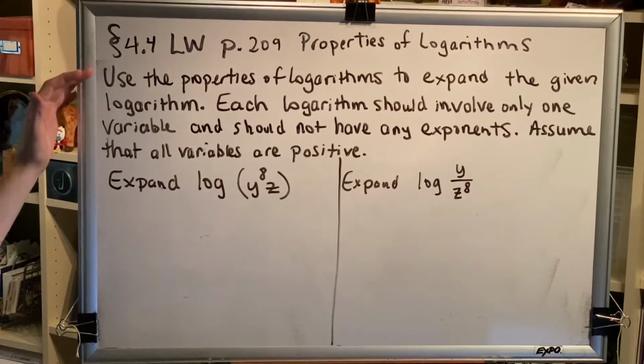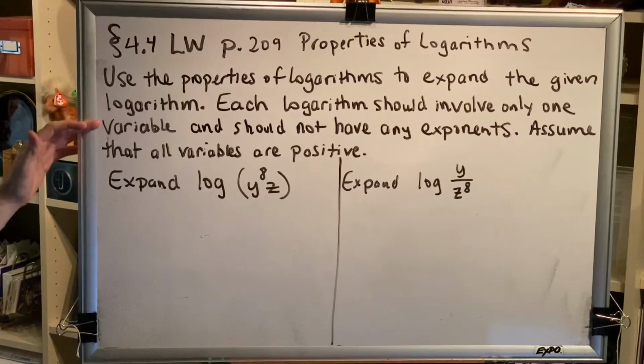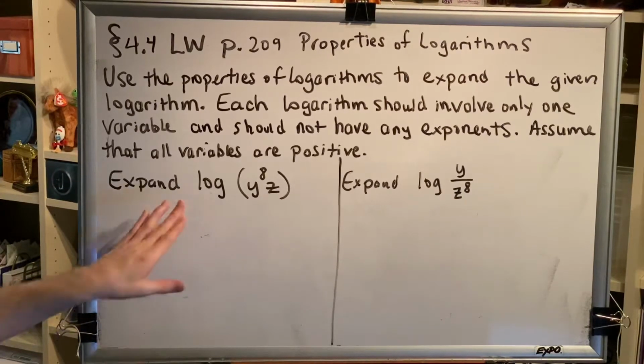Use the properties of logarithms to expand the given logarithm. Each logarithm should involve only one variable and should not have any exponents. Assume that all variables are positive. Okay, so let's look at our first example.